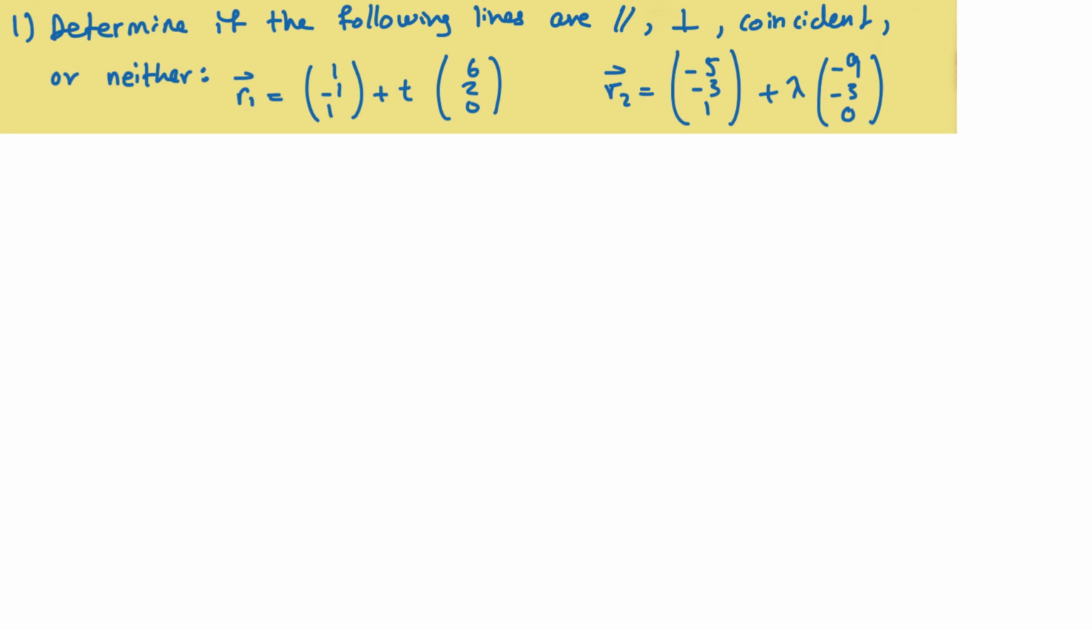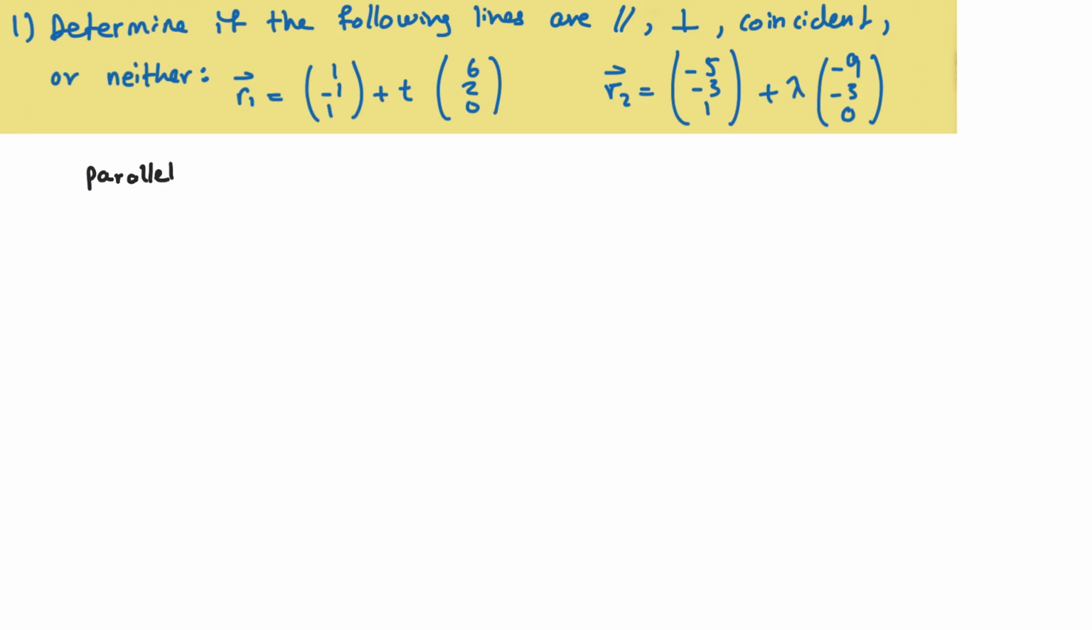We can start this one off with just finding the angle between the two, or we can test to see whether they're parallel or perpendicular. And if they are parallel, then we can test to see if they're coincident as well. And if they're neither parallel nor perpendicular, they're going to be neither. So let's do it by checking. We're going to check whether or not the two lines are parallel.